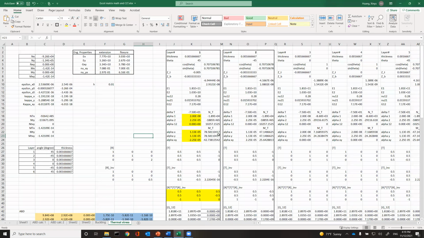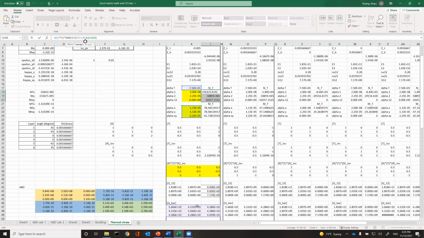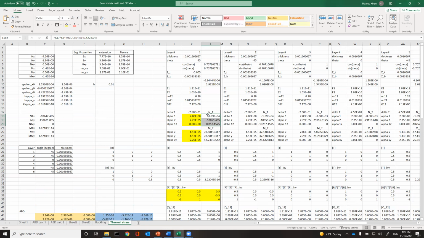So I calculate the contribution to NT from layer 1 as here. It's the delta T multiplied by the thickness. K17 is the delta T, K3 is the thickness, right? Multiply by the Q bar matrix, J47 to L49 is my Q bar matrix, and then K22 to K24 is my alpha XY matrix. Okay. All right. So if I click here, you see all the inputs. I have thickness, delta T, alpha, and the Q bar matrix, right here. So this allows me to calculate the contribution to the NT vector from this lamina.